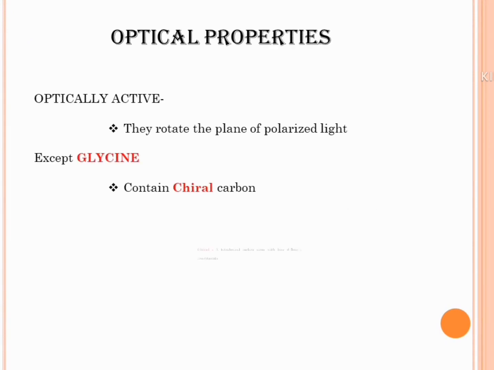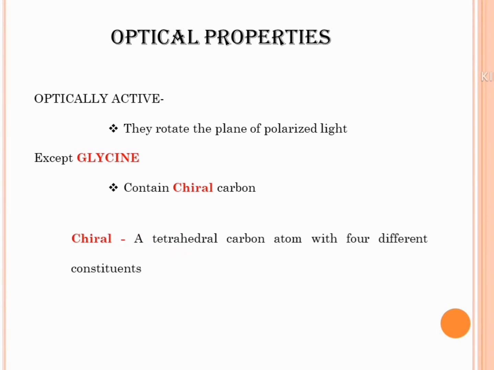All amino acids except glycine are said to be optically active. That is, they rotate the plane of plane polarized light. Optically active molecules contain chiral carbon. A tetrahedral carbon atom with 4 different constituents is said to be chiral. All amino acids except glycine have chiral carbon and hence they are optically active.